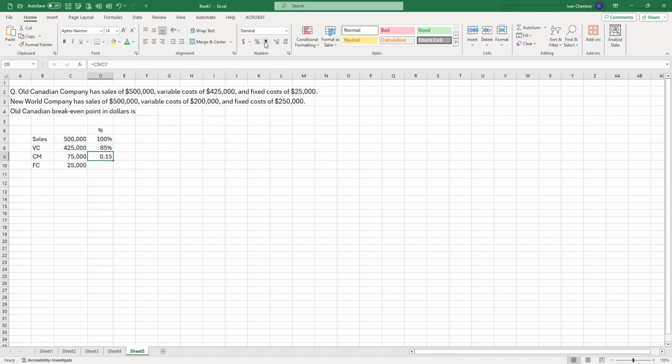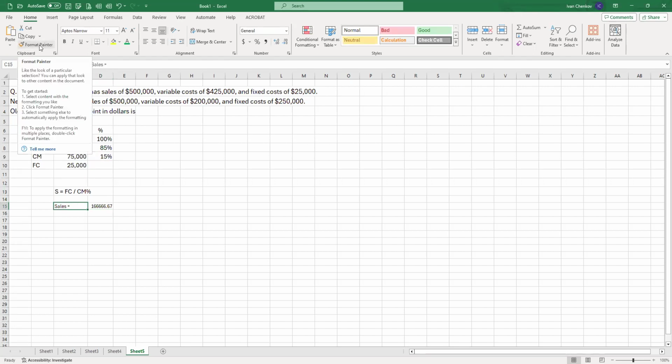So how am I gonna get the total dollar in sales? Sales will be equal to fixed cost divided by contribution margin ratio. So the sales at the break even will be equal to what? We already know the fixed cost, 25 divided by 15, that will be my sales. Make sense?